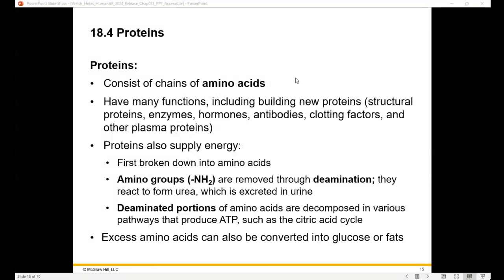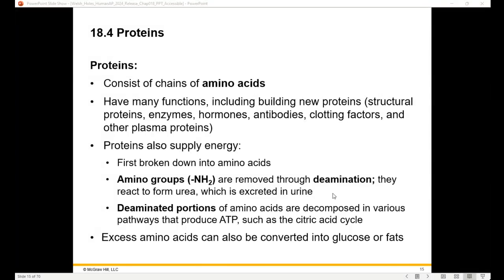All right, proteins. These consist of chains of amino acids. They have many functions, including building new proteins, so structural proteins, enzymes, hormones, antibodies, clotting factors, and other plasma proteins. But proteins also supply energy. They can first be broken down into amino acids.